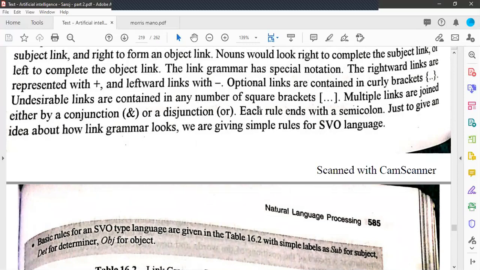Also, undesirable links are contained in any number of square brackets. For instance, if a sentence does not follow a pattern, a structure, undesirable links are created that can be put up in brackets. And to join multiple links, conjunction, which is ampersand, or disjunction, which is or, may be used, and each rule ends with a semicolon.